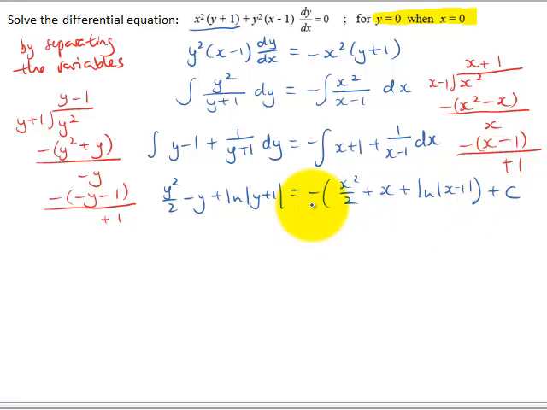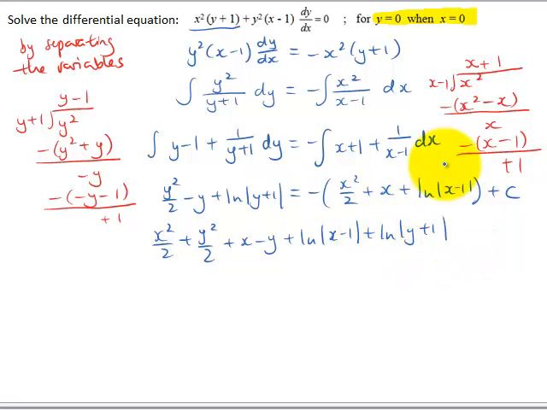So now I'm just going to arrange them a bit. Since this whole term is negative, I will move all of them to the right. Negative x squared over 2 moves to the right and becomes positive x squared over 2, and I write this term here. Negative x moves over and becomes positive x, and I'll write this term here. And negative ln of absolute x minus 1 moves to the right and becomes positive ln of absolute x minus 1, and this term. And all of it is equal to just c. So this is my general solution.